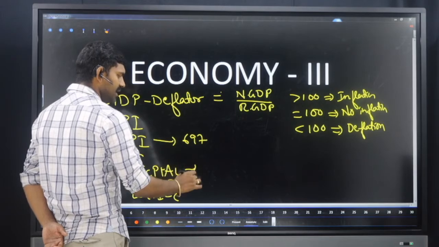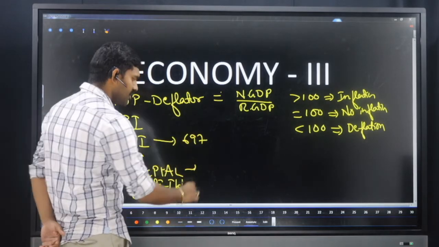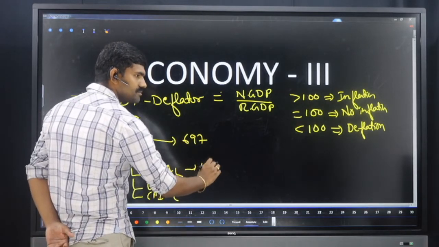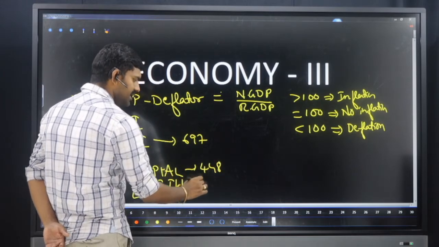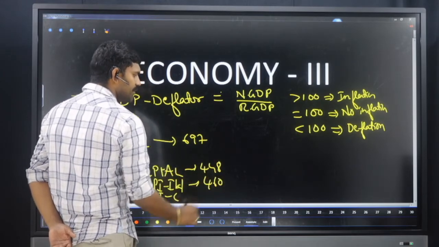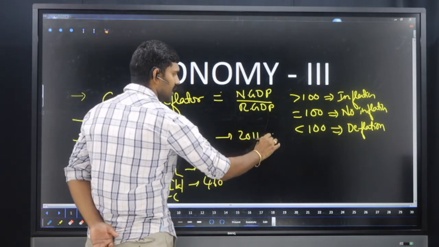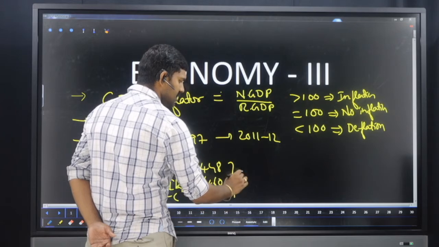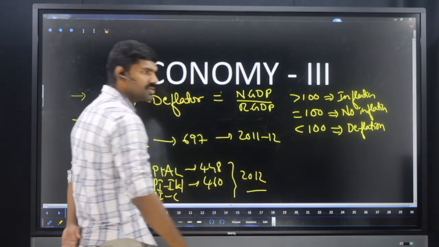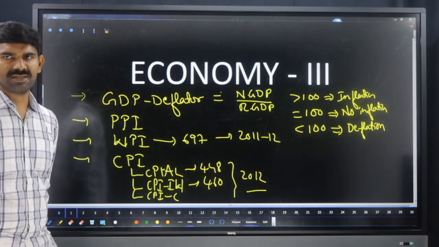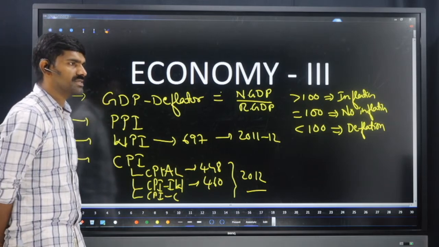In CPI AL, for agriculture laborers, we have 448 items, right? When you come to CPI IW, you have 460 items. And the base year for WPI is 2011-12, and the base year for CPI is 2012. So these are all the things that we discussed in the last session, right? I hope you remember all these things.